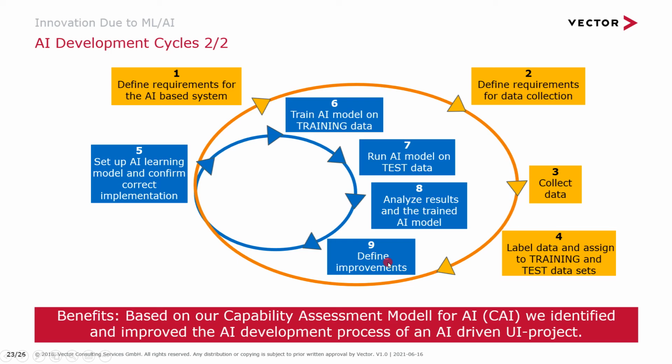You set up an AI learning model and confirm the correct implementation. You train the model with the training data. You run the AI model on the test data. You analyze the results, and then you define the improvements. I've done it for 5 years of my life, and it's really demanding many, many cycles. The benefit of this is that, for instance, if you transport this to an assessment model, we have done it for Vector Consulting Services. So it's like a plug-in to ASPICE. And with this assessment model, we can identify also process improvements and development improvements for an AI-driven project, as we have done for an AI project.